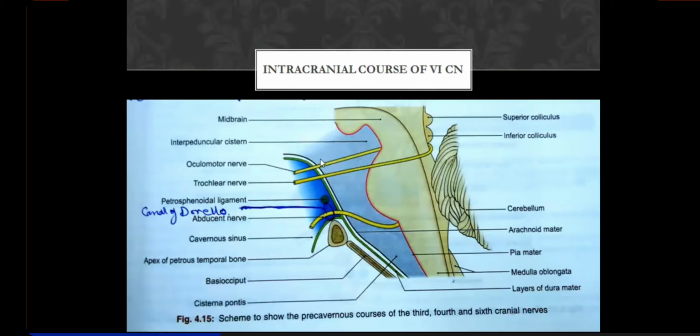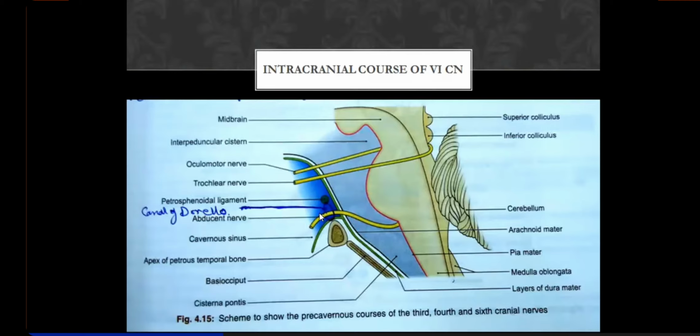Remember, these two nerves, third and fourth, were entering the cavernous sinus by perforating its roof. Oculomotor was perforating the roof just lateral to the posterior clinoid process, and trochlear nerve was perforating the roof at the posterolateral corner of the roof, right? So they were entering by perforating the roof of cavernous sinus. This will enter by perforating the posterior wall of the cavernous sinus, right?